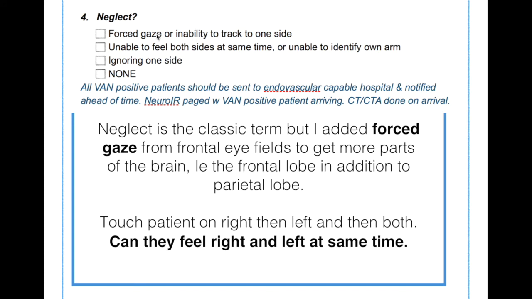Neglect, so you just look at the person, do they have forced gaze to one side or do they have the inability to go past midline? So if you're standing on the left, can they not look past the midline? Or if you're standing on the right, they can't look towards you, okay? And then you touch the right hand, then the left hand, then both hands at the same time with their eyes closed. If they tell you when you touch both hands that they're only feeling the right or only feeling the left, that means they're neglecting one side. And that's the entire VAN exam.